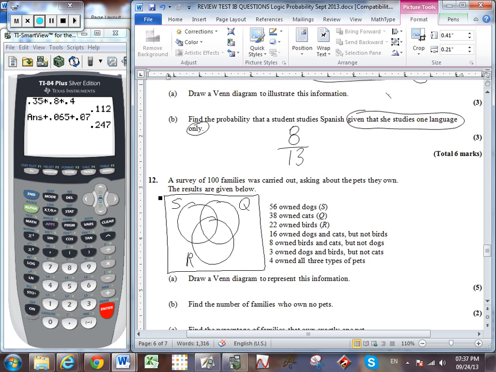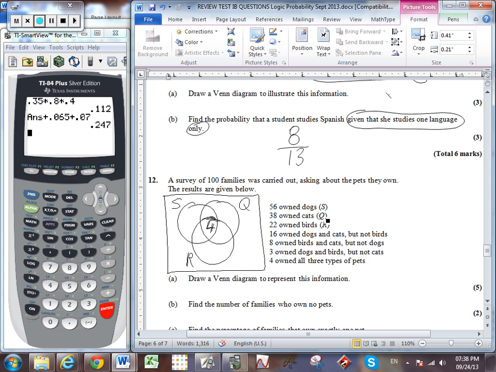Now we need to fill in the information. The best information to fill in first is either the very outside or the very inside. The very inside is given down here where it says 4 owned all 3 types of pets. Let's fill that in straight away. Alright, now because we started at the middle, let's work our way from inside out. So we've got 4 in the middle. What else? 3 owned dogs and birds, but not cats. So they owned dogs and birds. They're in the S and the R region, but they are not in the Q region.